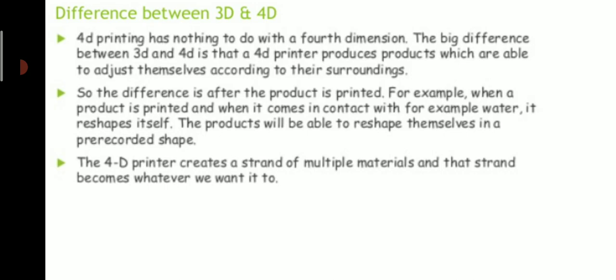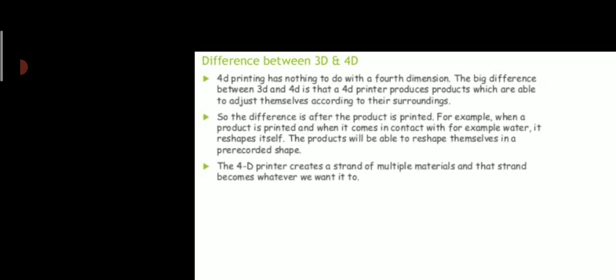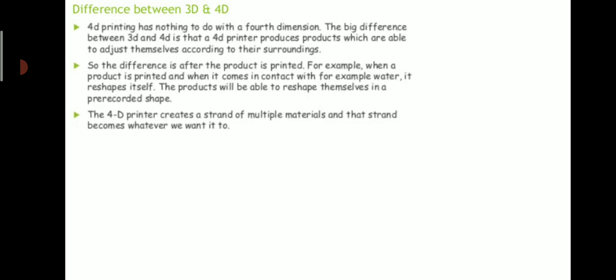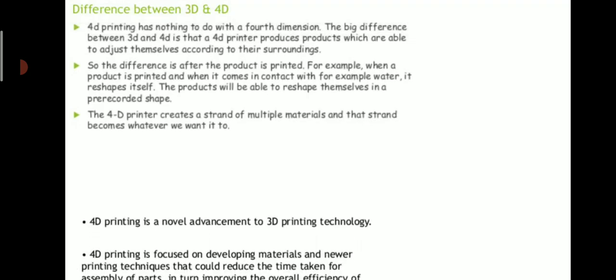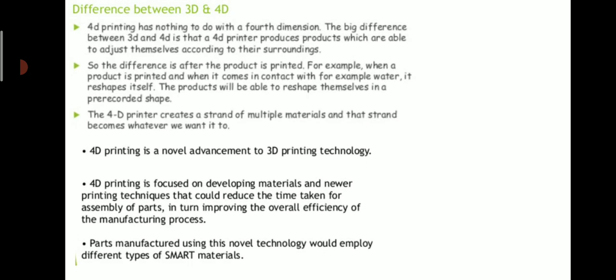The 4D printer creates a strand of multiple materials and that strand becomes whatever we want. It means there is application of smart materials in 4D printing. 4D printing is a novel advancement of 3D printing technology. 4D printing is focused on developing materials and newer printing techniques that could reduce the time taken for assembly of parts, in turn improving the overall efficiency of the manufacturing process. Parts manufactured using this novel technology would employ different types of smart material. So smart raw material is used in 4D technology.